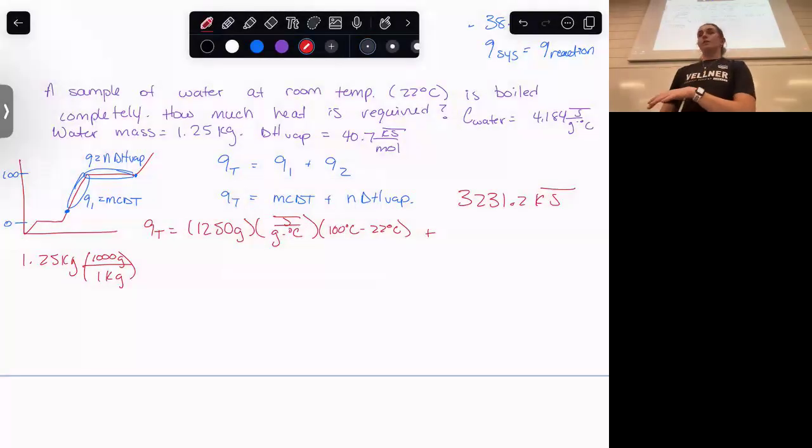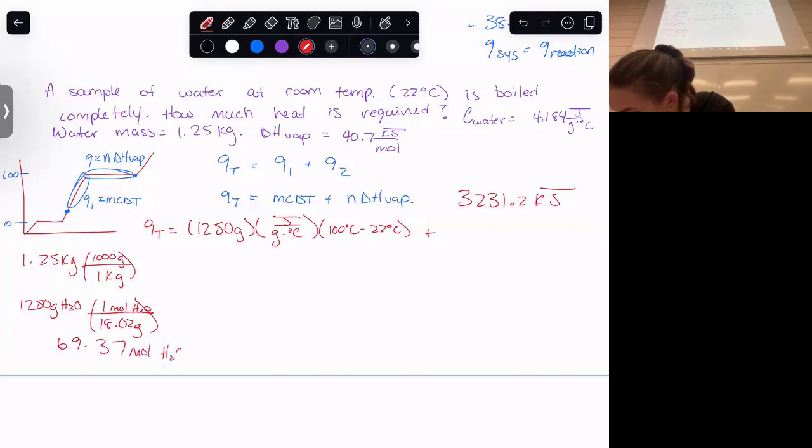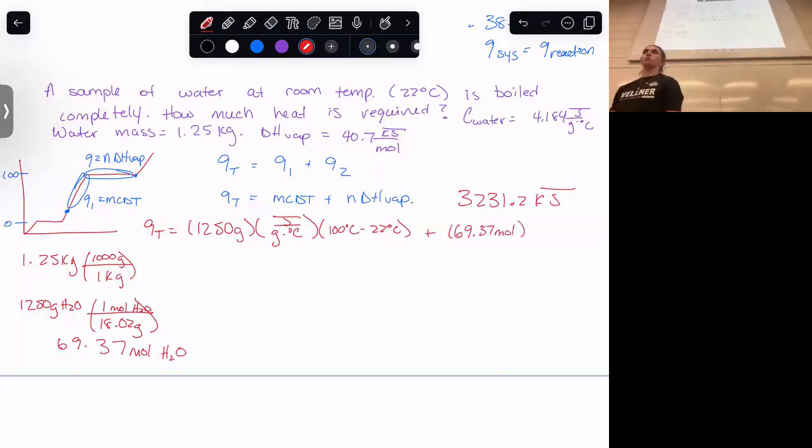Q2 is N times the delta H of vaporization. N is in moles. So we're given 1,250 grams of water, and we have to convert that into moles. We have 18.02 grams is equal to 1 mole of H2O. This is 69.37 moles of water. And then our delta H of vaporization is given to us in kilojoules per mole, so those units match and we can cancel that out.